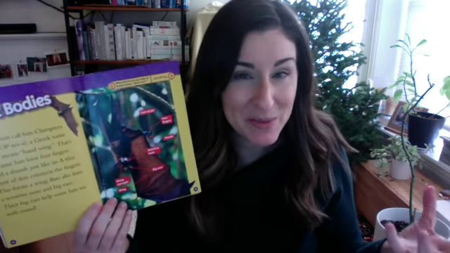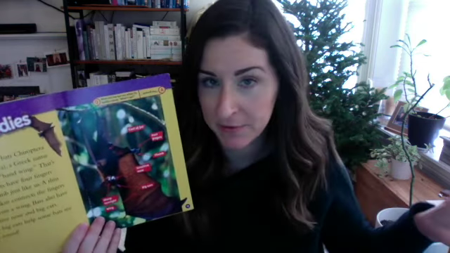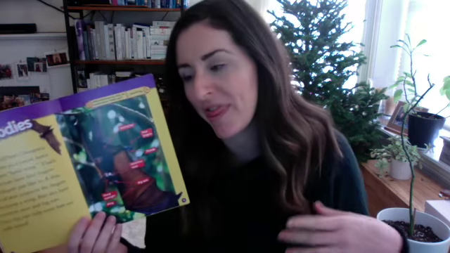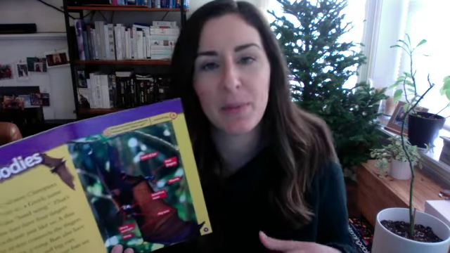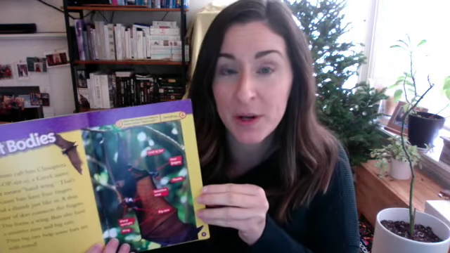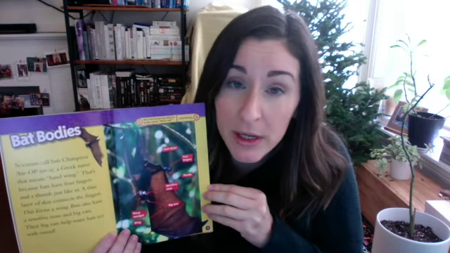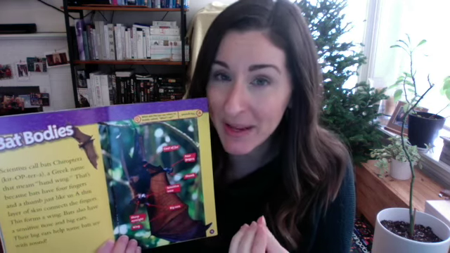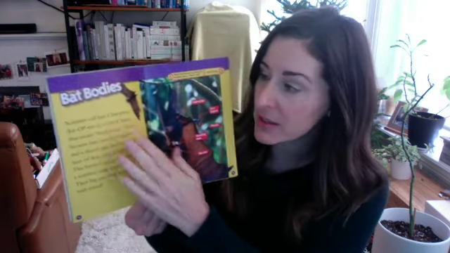So that must mean that any other information about bats, like what they eat or where they sleep or what their babies are like, that's all going to be on other pages. This book and all nonfiction books are usually very organized and they talk about one topic at a time. So here we're going to find out about bat bodies.